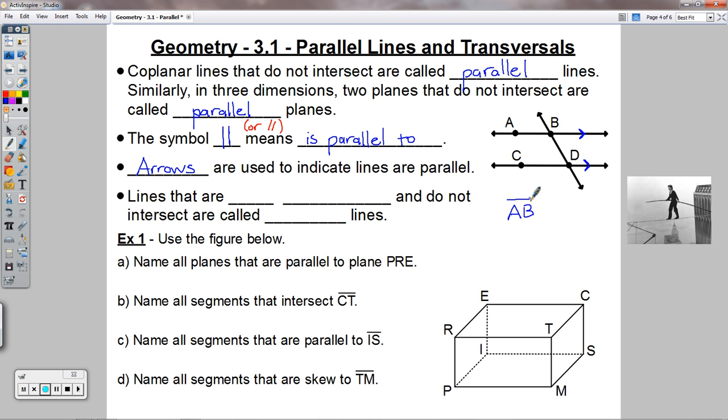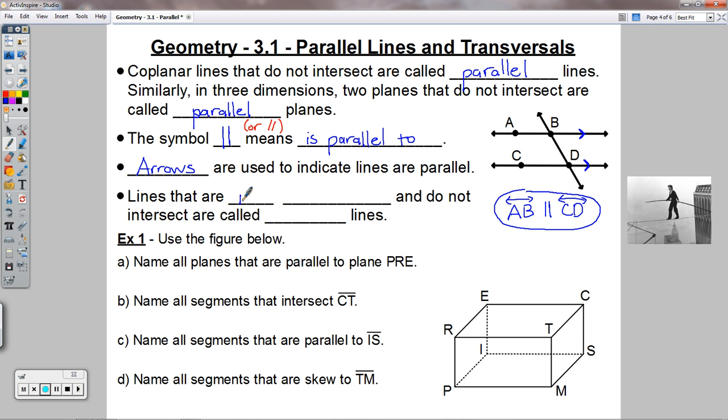Line AB is parallel to line CD. That's how we would read that out loud. That would be true because the arrowheads are there. If the arrowheads weren't there, you couldn't say that. Even though they might look parallel, we can't assume things are parallel unless we're told that they are. So I'm telling you in this picture that they are, therefore we can say that.